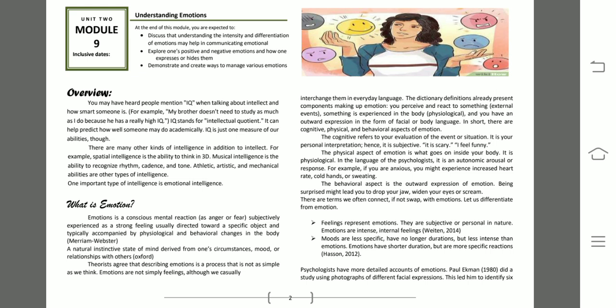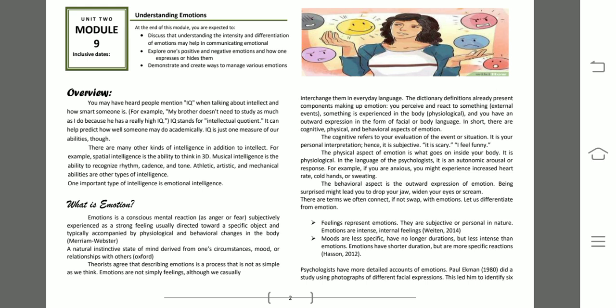And it can help when it comes to predicting how well someone may do in academics. Okay? So, IQ is just one measure of your ability. So, yung IQ daw ay isa lang sa mga paraan upang masukat yung abilidad ng isang individual. Okay? So, there are many other kinds of intelligence in addition to this intellect, and these are the different examples.